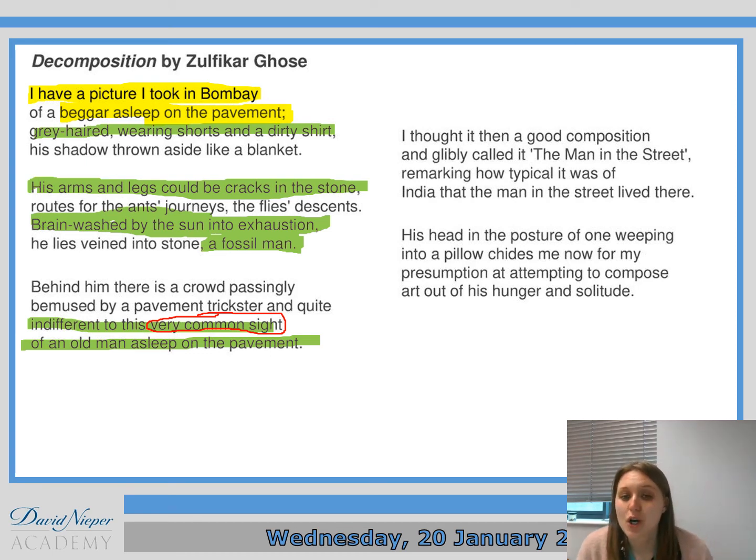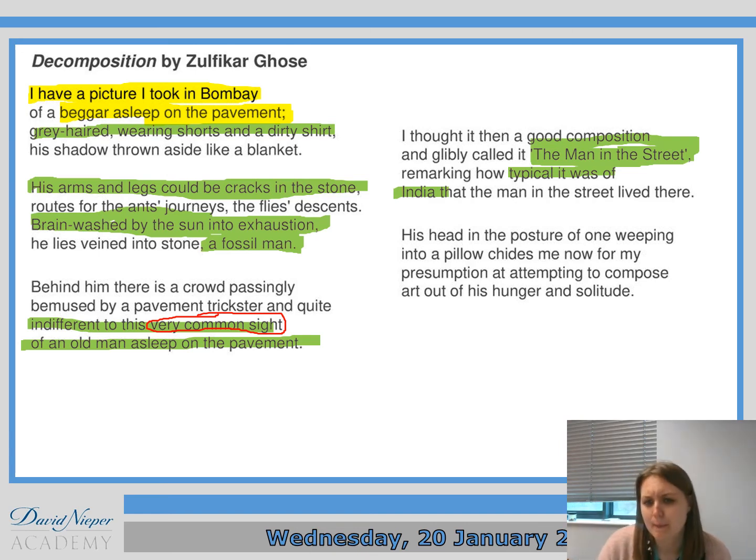I thought it then a good composition and glibly called it the man in the street. So he took a picture of this man. He thought it was a good picture, so he called it the man in the street, remarking how typical it was of India that a man in the street lived here. It's typical. It's common for men to live in India like this who are beggars. His head in the posture of one weeping into a pillow. So his posture is like he's weeping into a pillow, that idea of sadness, not being able to do anything. He can't help himself. Okay.